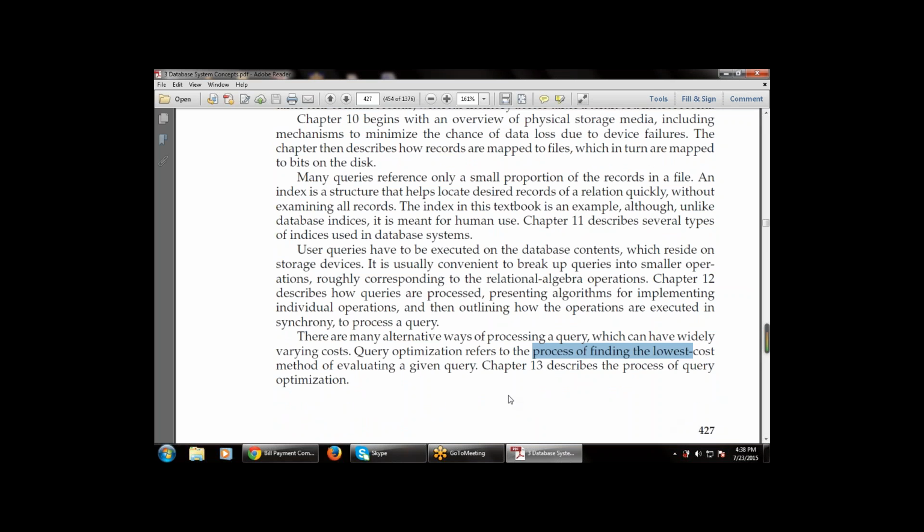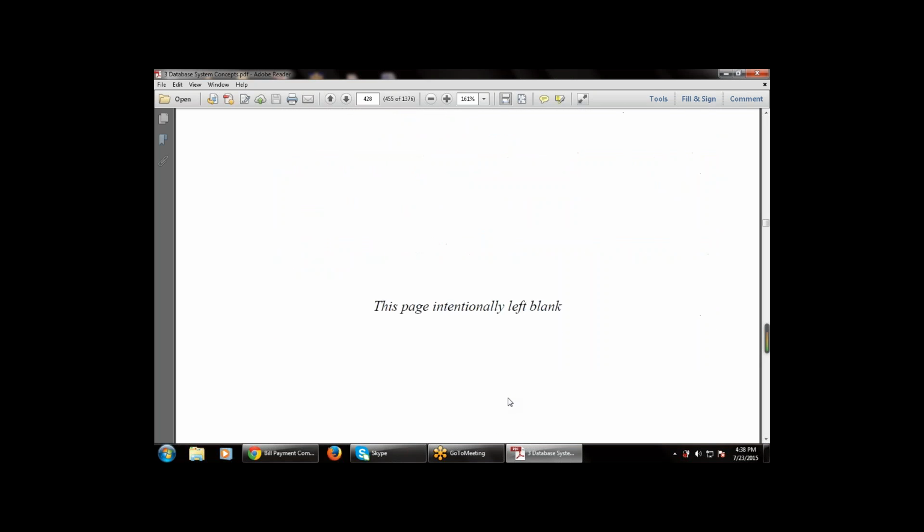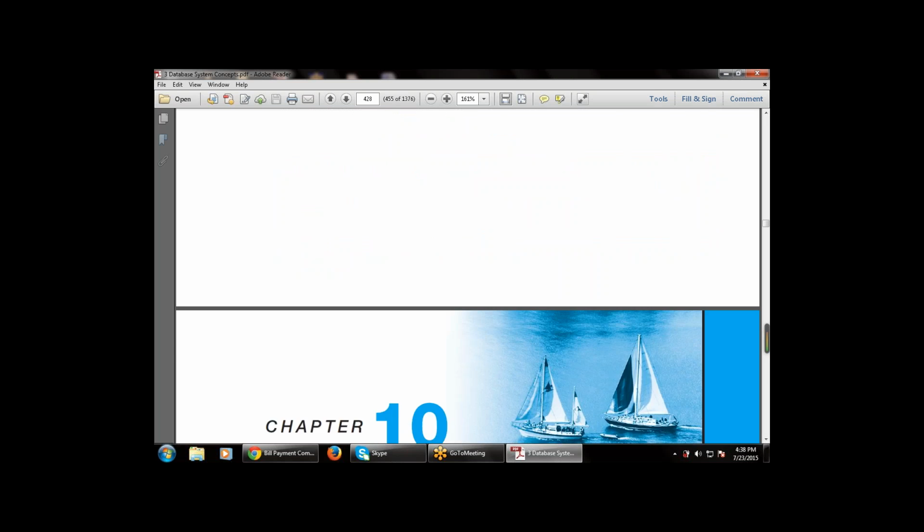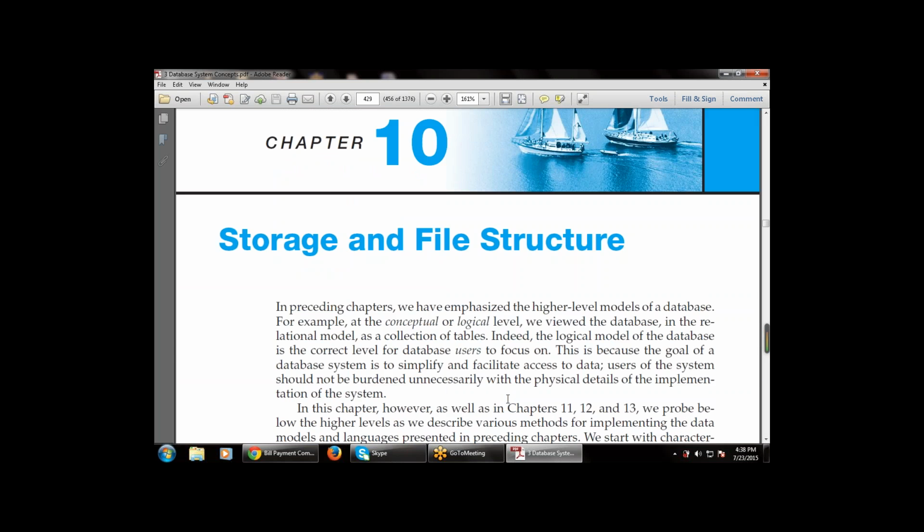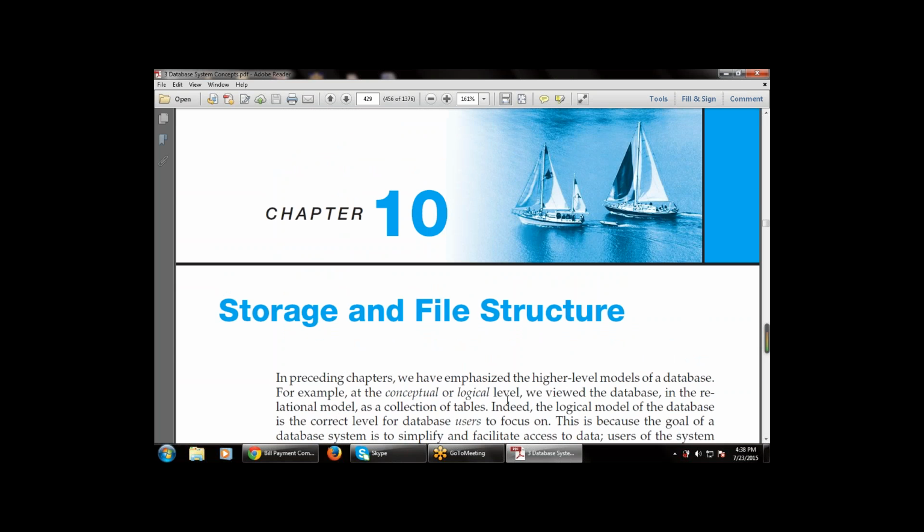Chapter 13 describes the process of query optimization, that is, what query optimization is and how to maintain the queries. Now, the next chapter is chapter 10, the storage and file structure. That is, what storage is and what the file structure is, and how to maintain them.